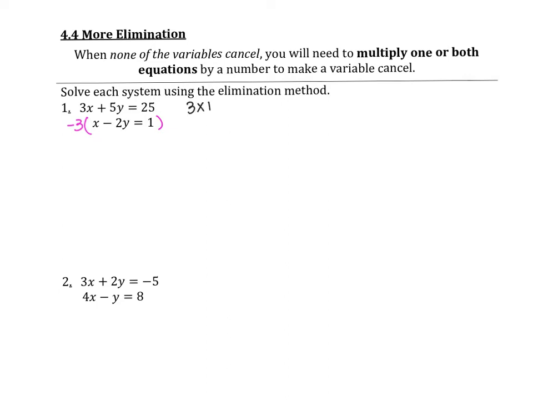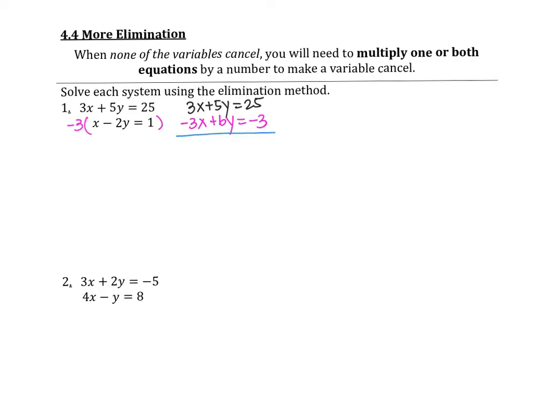So the first equation I did nothing different to. For the second equation, I'm going to multiply the entire thing by negative 3. So now I have negative 3x, negative 3 times minus 2y makes it positive 6y. Negative 3 times 1 is minus 3. If I've done this correctly, something should now cancel.